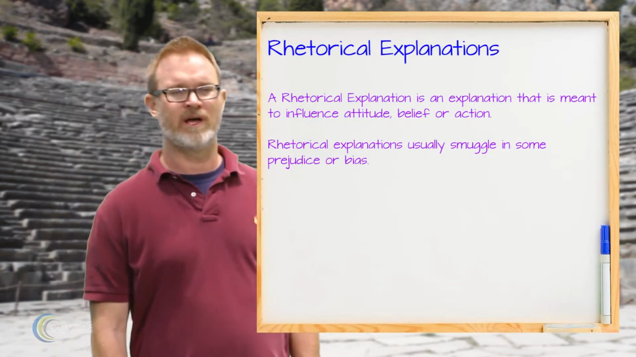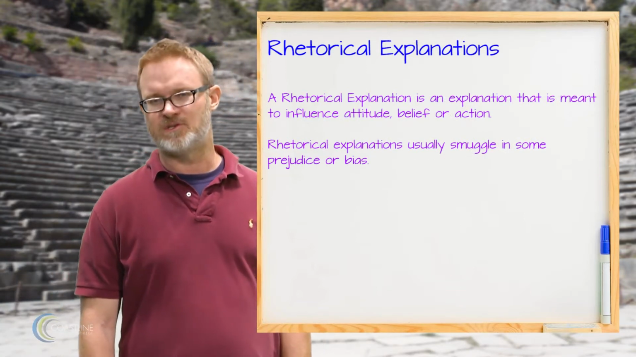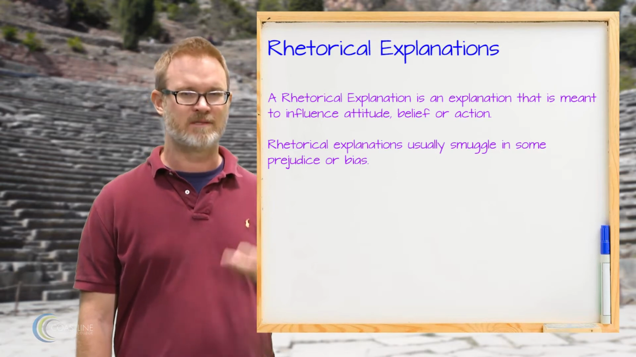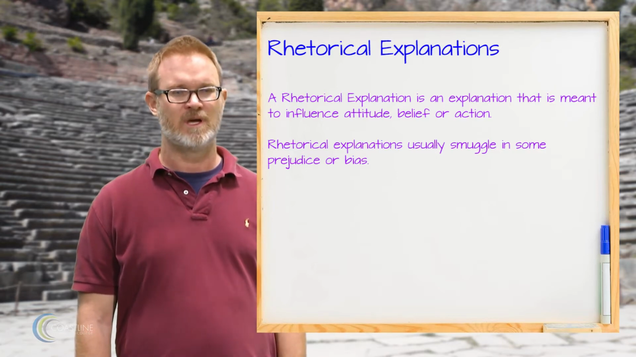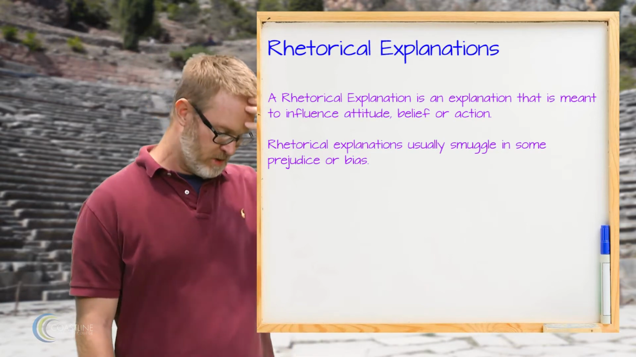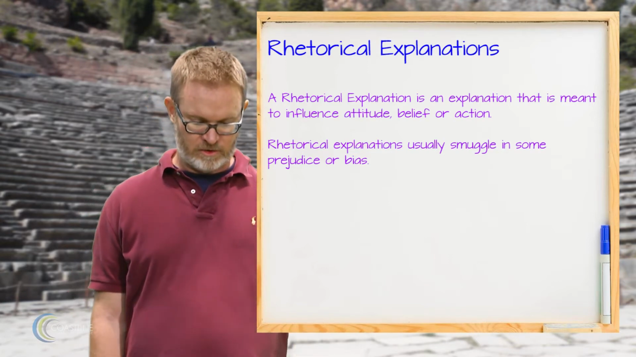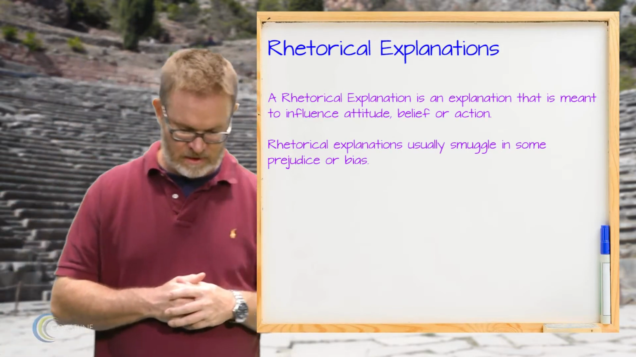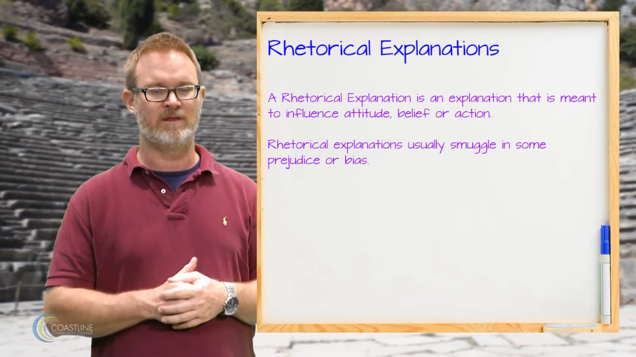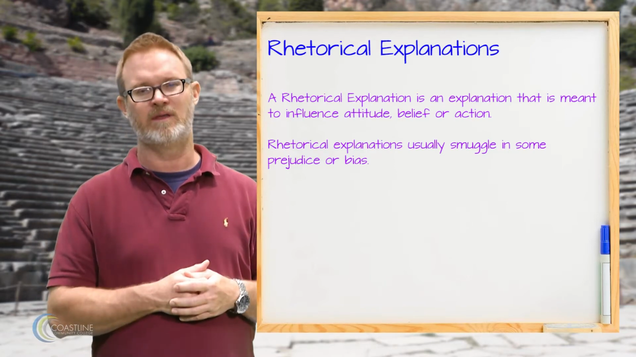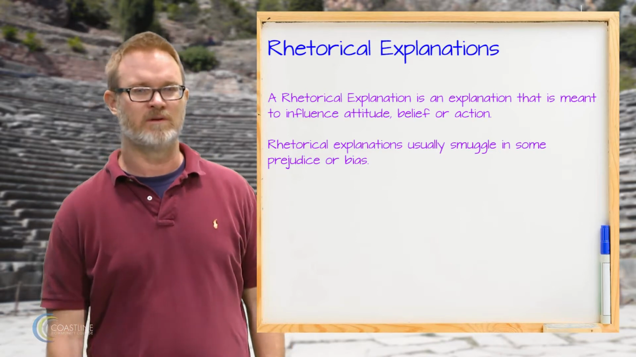Next we have rhetorical explanation. And this is, again, an explanation that smuggles in prejudice and bias and is meant to influence and persuade, right? So for example, I have the example here. You can imagine two fighters fighting a fight, and we might say the guy lost the fight because he was a chicken, right? That would be a type of rhetorical explanation, right?